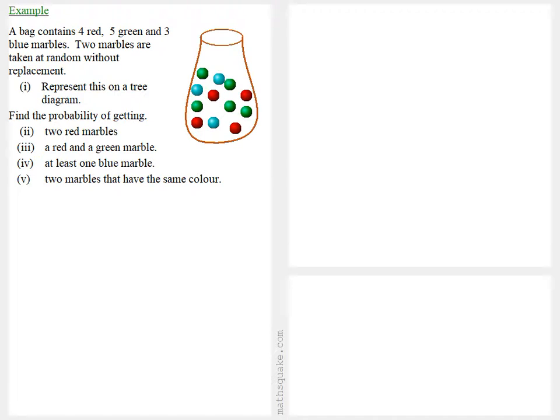Let's have a look at another example of a tree diagram. A bag contains 4 red, 5 green and 3 blue marbles. 2 marbles are taken at random without replacement. In the first part, we're asked to represent this on a tree diagram. So, let's draw the tree diagram.